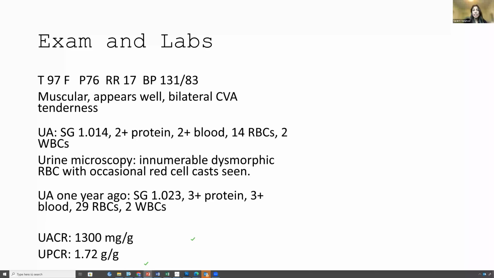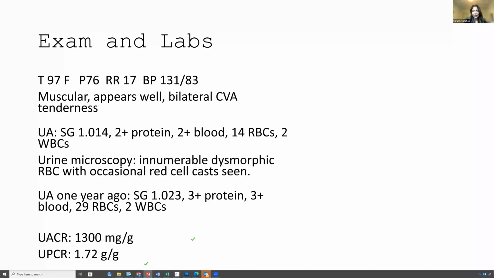And so on exam, a tall, muscular gentleman had some tenderness around his costovertebral areas. His urinalysis showed 2+ protein, 2+ blood, 14 RBCs, 2 WBCs. I will say that this was not my microscopy. This was the person who saw him at that point. But he did have innumerable dysmorphic RBCs with occasional red cell cast seen. So I'm sure everyone was called in to the microscope to view those.